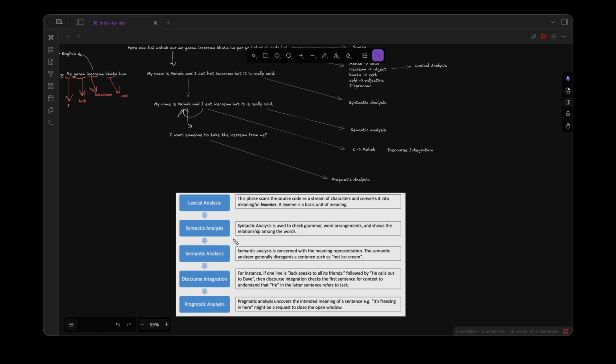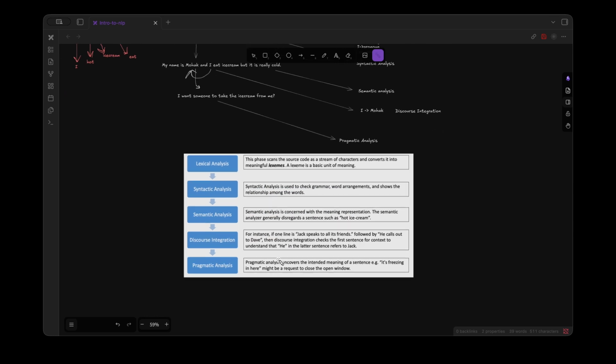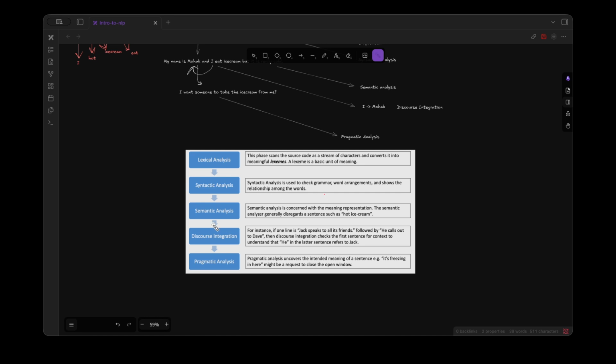Okay, what is syntactic analysis? In syntactic analysis, we're checking the grammar, word arrangements and relationships among the words. What is the next thing? Semantic analysis. Semantic analysis is concerned with the representation. So "the hot ice cream" is not a meaningful sentence.